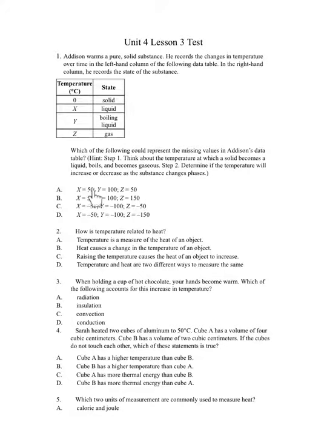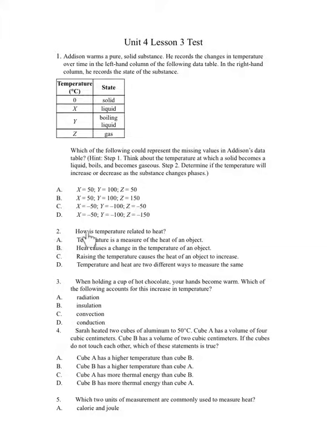A. X equals 50, Y equals 100, Z equals 50. B. X equals 50, Y equals 100, Z equals 150. C. X equals minus 50, Y equals minus 100, and Z equals minus 50. D. X equals minus 50, Y equals minus 100, and Z equals minus 150.